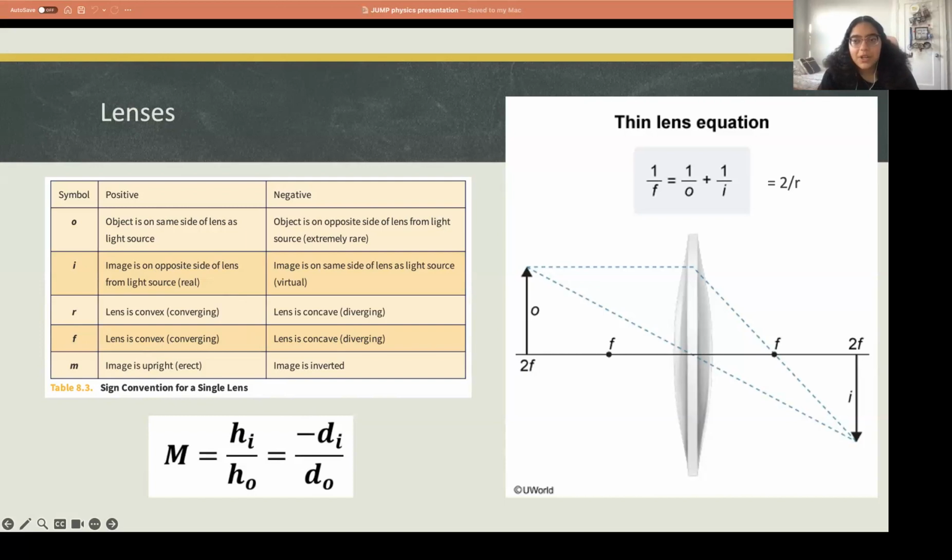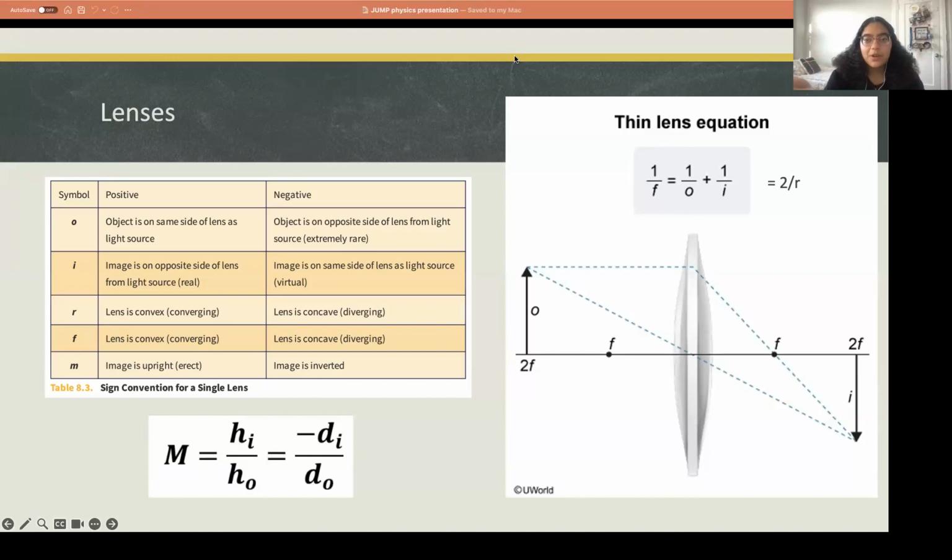Two equations to know. Sometimes you won't have to do a drawing if they just give you the numbers to do the math. One is the thin lens equation, so 1 divided by your focal length is equal to 1 over the distance to your object plus 1 over the distance to your image. Again, beware of the sign convention. Your object will pretty much almost always be positive, but your image is positive if it's on the same side, if it's real, but if it's on the other side of the lens, you'll want to use a negative.